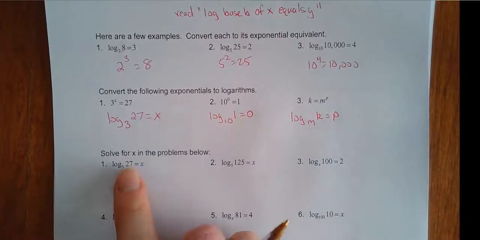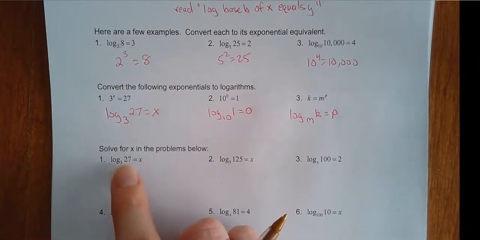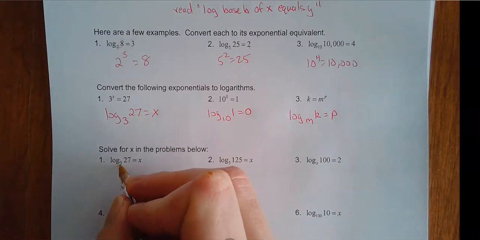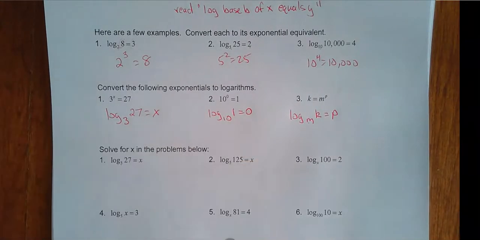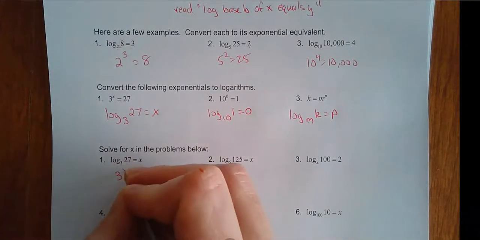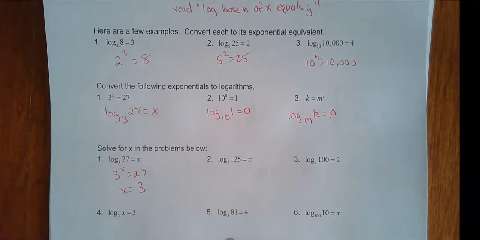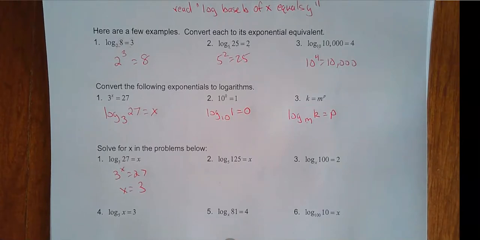Okay, so let's go down here. Let's answer this guy. What it's asking you right here is, 3 to some exponent equals 27. What is that exponent? So 3 to what power equals 27? It would be 3, because 3 times 3 times 3, if you multiply it by itself 3 times, the exponent is 3.